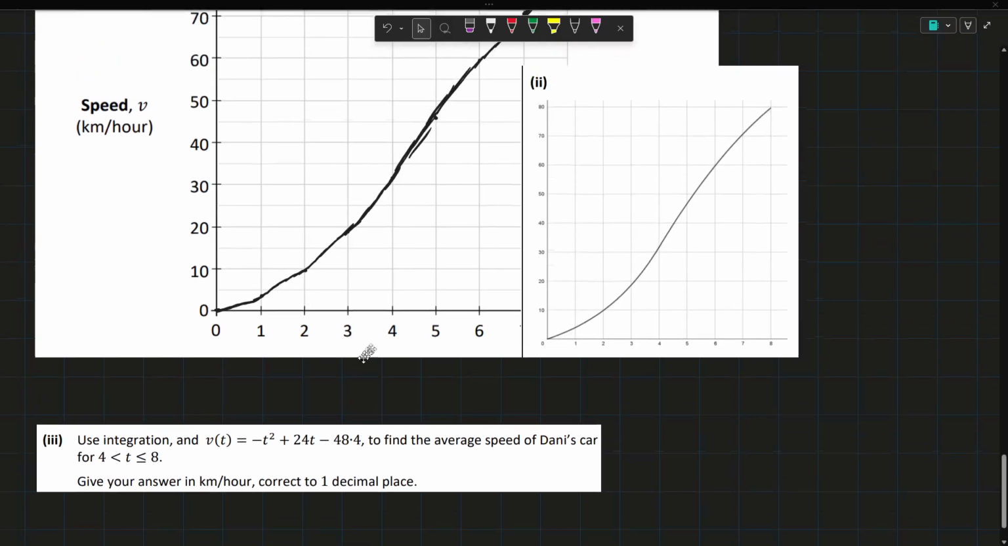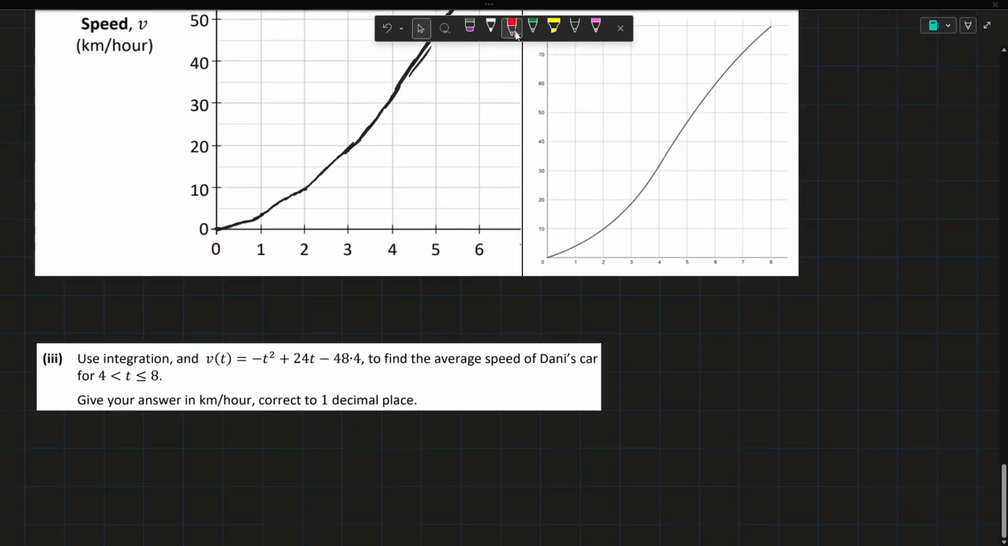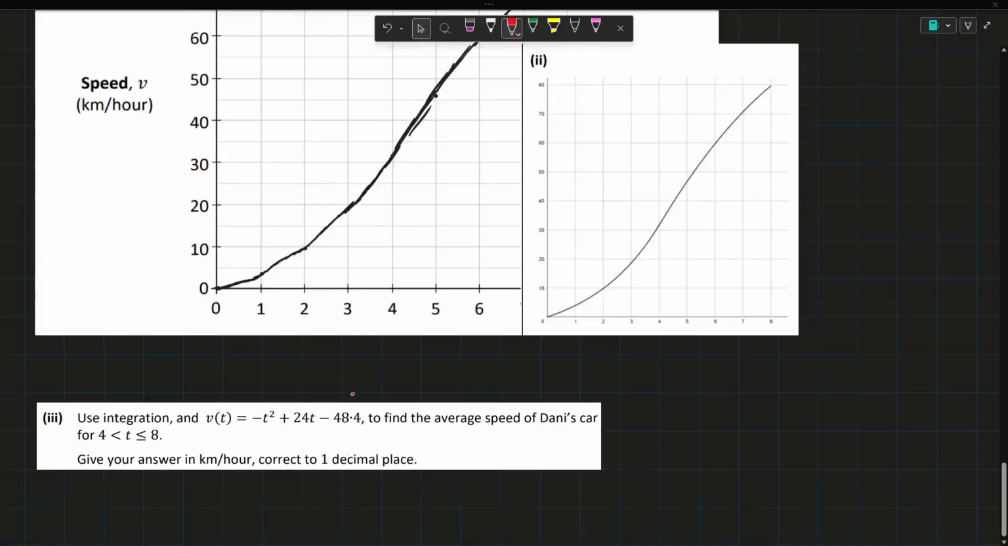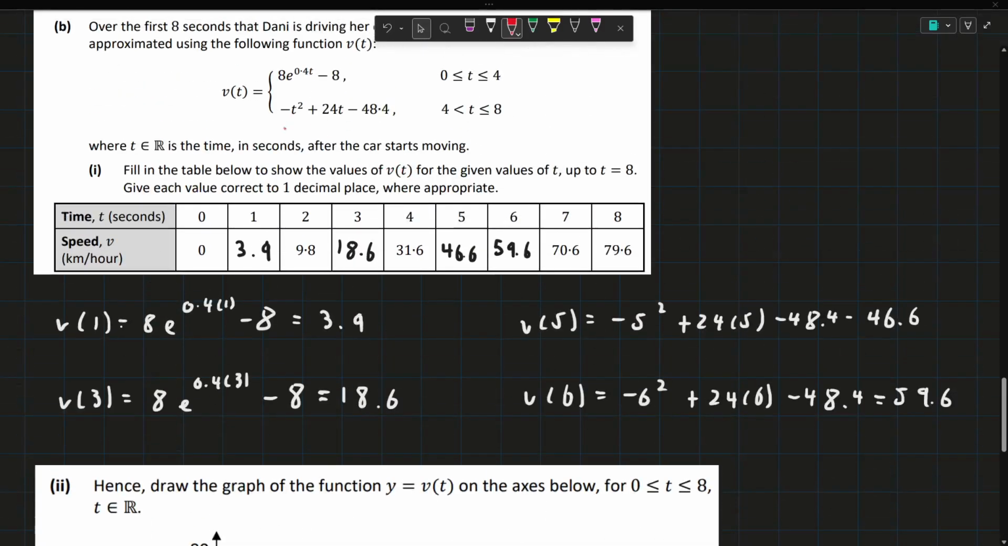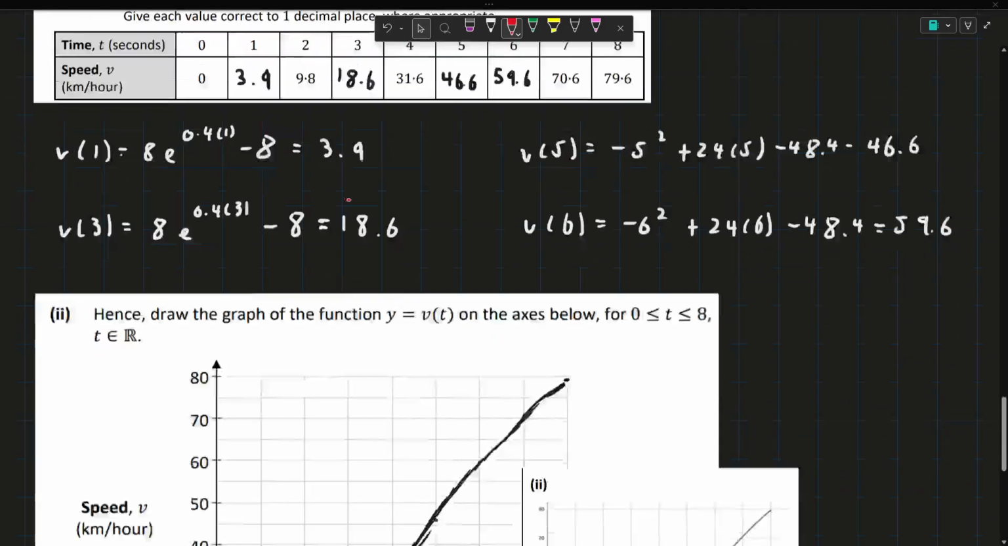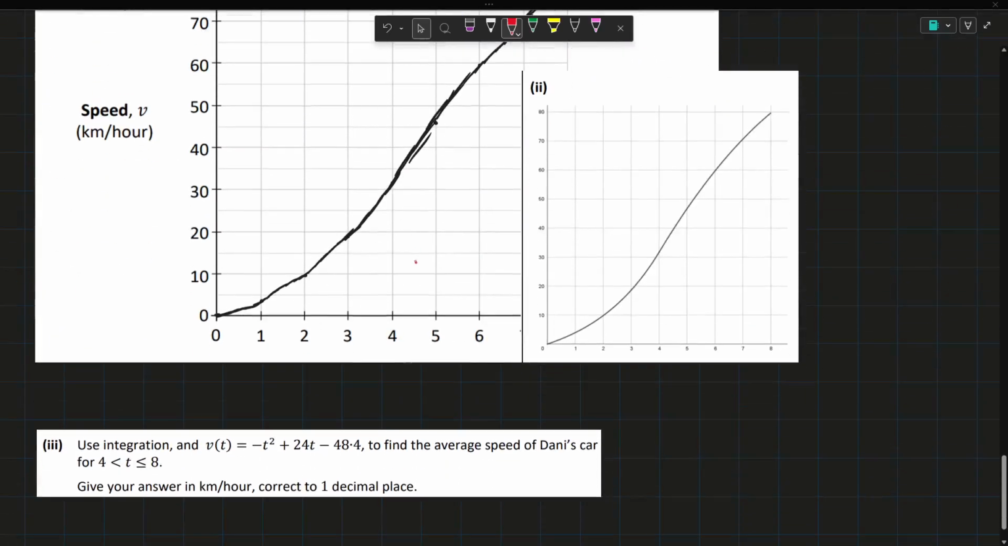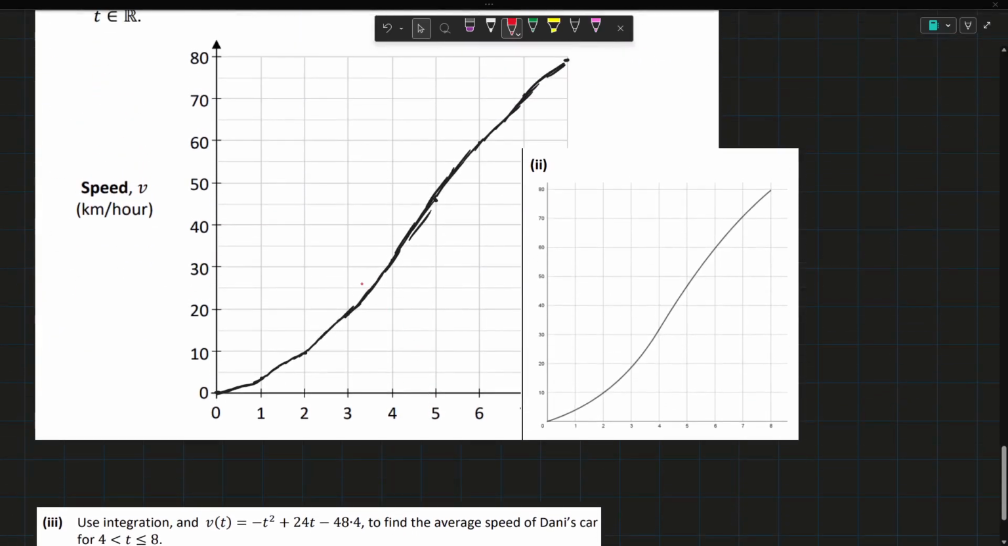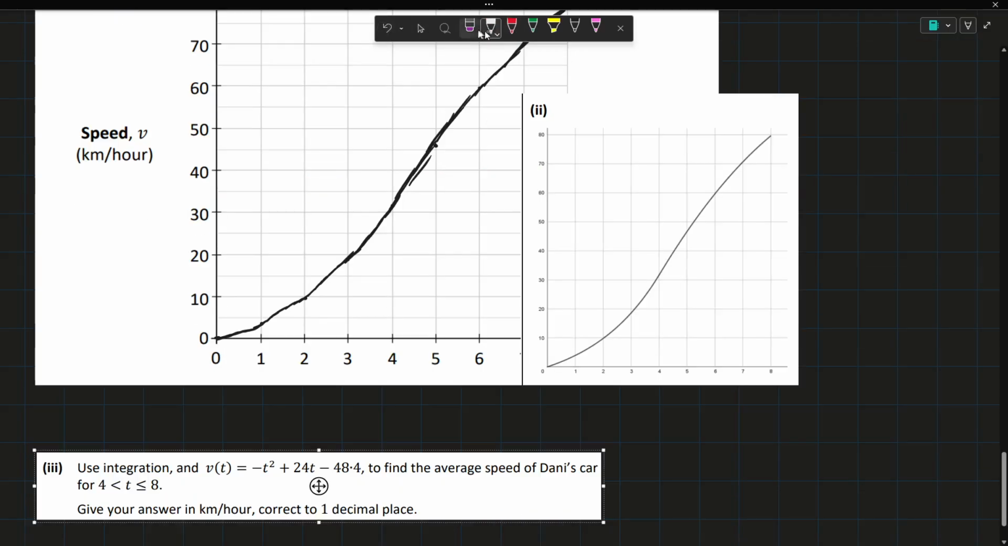Finally, we're asked to use integration to find the average speed. I find this to be a bit confusing because of the units. We have t in seconds here, but then the velocity is in kilometers per hour. But I suppose an easy way to visualize this is that if it's the average value, it's just going to be like the height anyway. So it's just going to be the kilometers per hour. We don't really have to worry about the other stuff.